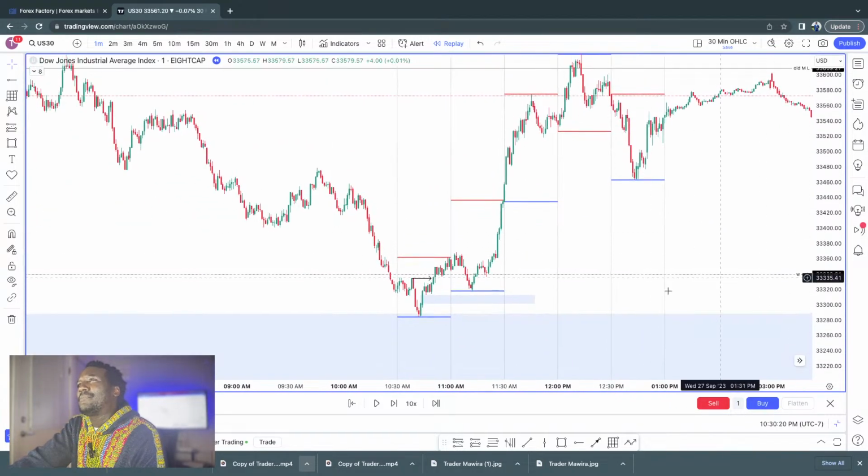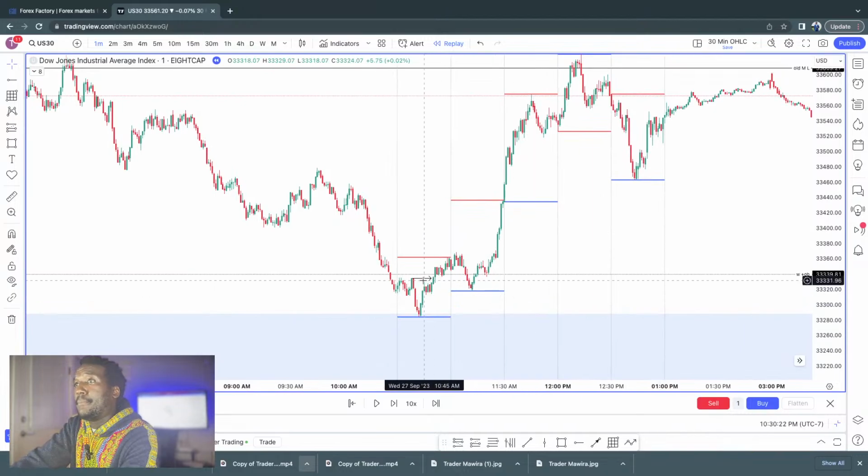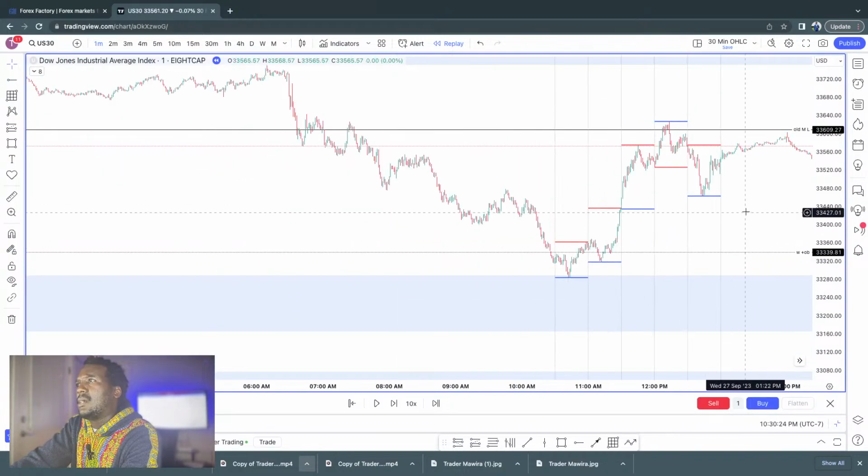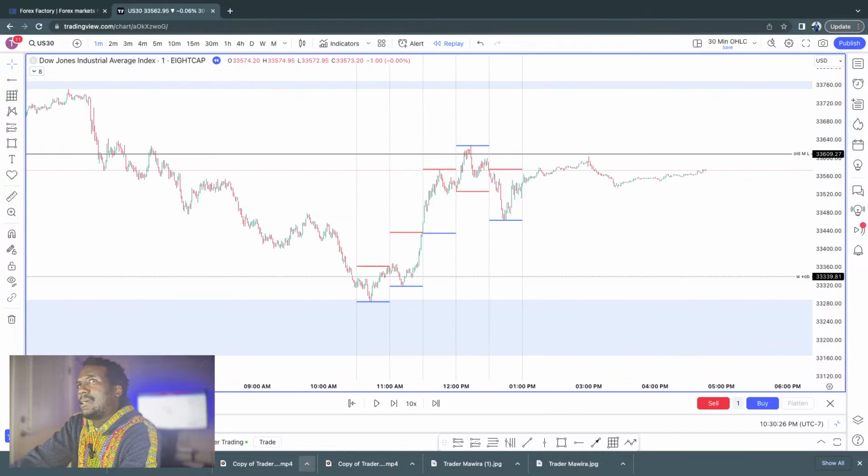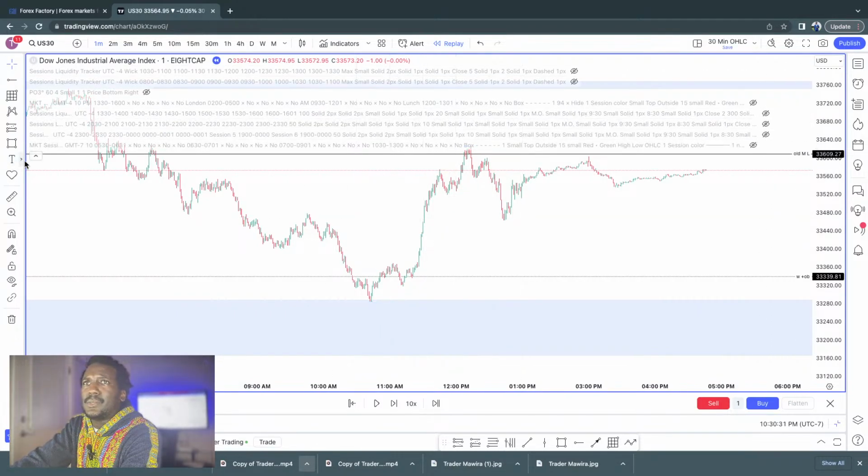So that was a little glimpse of my strategy, but it's really important to have those high time frame points on your chart, and you can just keep it simple like that. So that was it for me.